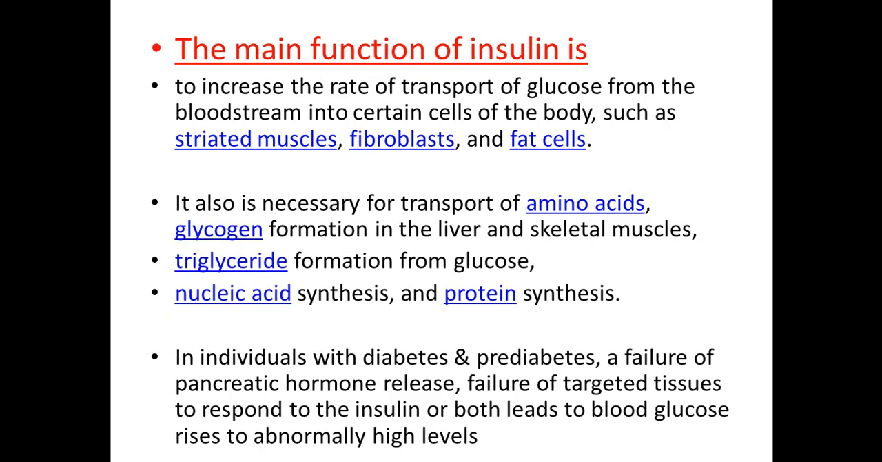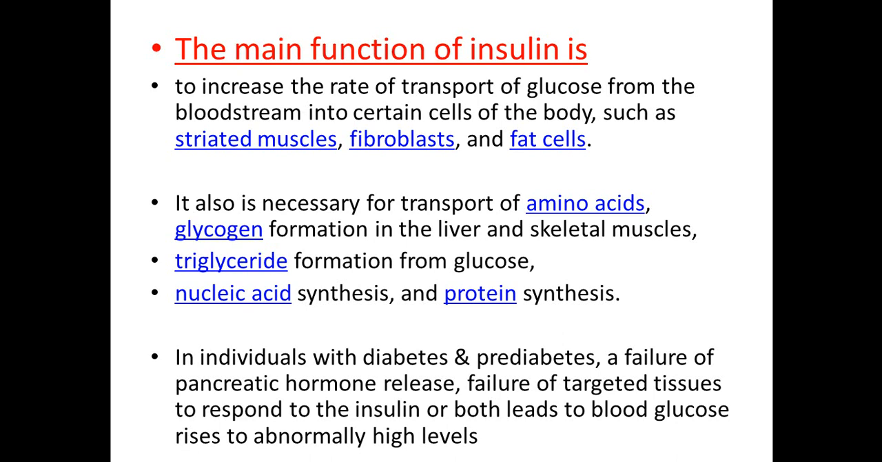We have to know the main function of insulin. What's the function? The function is to increase the rate of transport of glucose from the bloodstream into certain cells, like striated muscle, fibroblasts, and fat cells. So the transport is increased by the presence of insulin, especially into striated muscle, fibroblasts, and fat cells. It is also important for the transport of amino acids and glycogen formation in the liver and skeletal muscles.